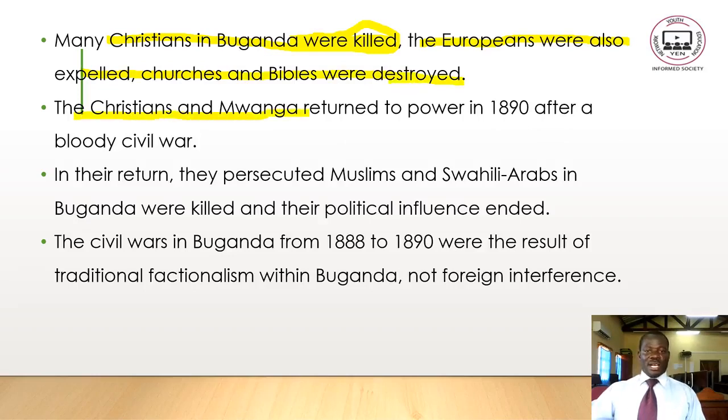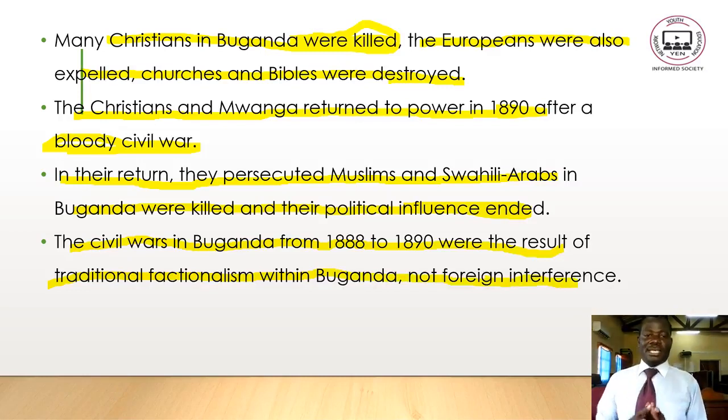The Christians and Mwanga returned to power in 1890 after a bloody war. So it meant that the Christians and Kabaka Mwanga reorganized themselves and came back fully equipped for the war. In return, they persecuted Muslims and Swahili Arabs in Buganda, and they were killed, and their political influence ended in 1890. The civil wars in Buganda from 1888 to 1890 were the result of traditional factionalism within Buganda and not foreign interference.